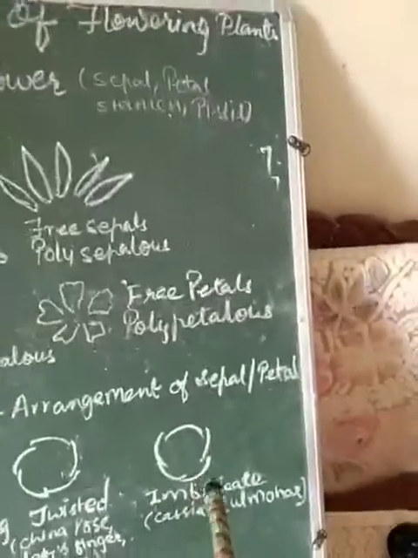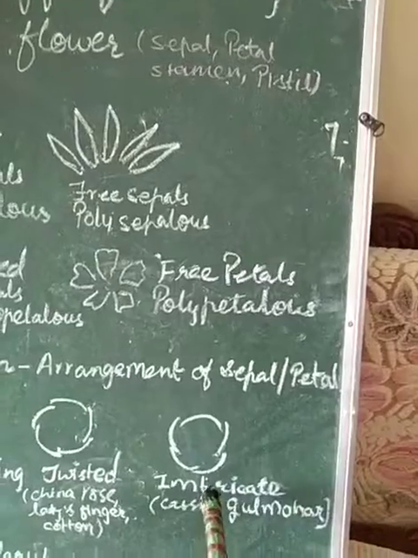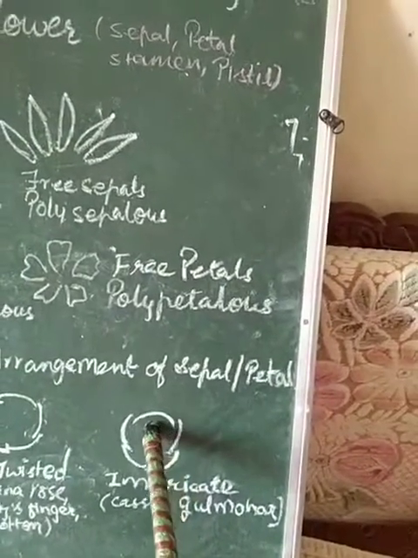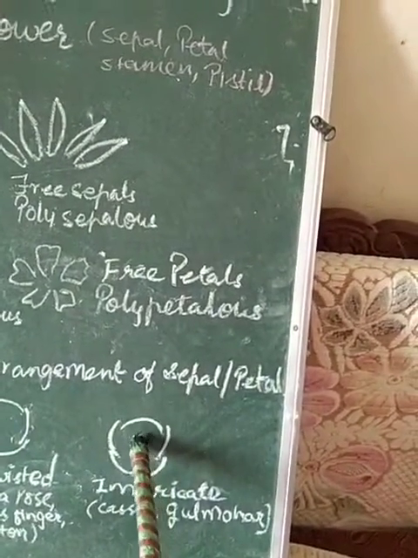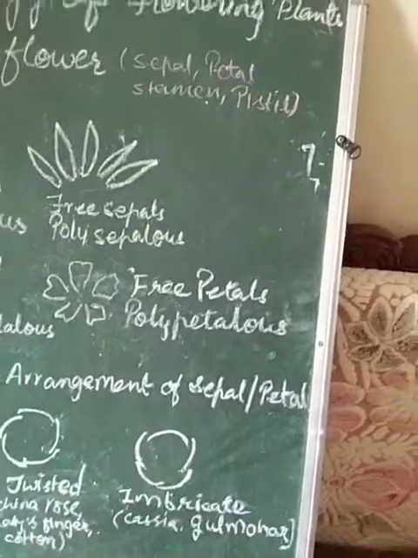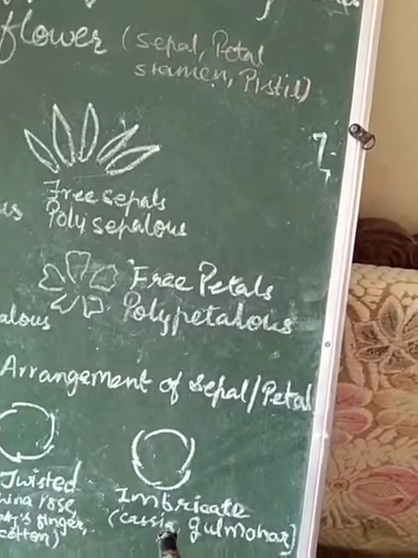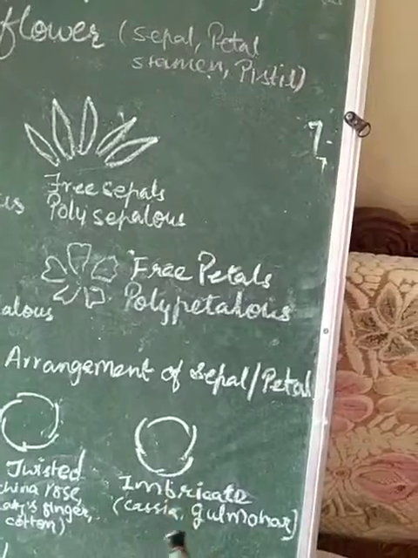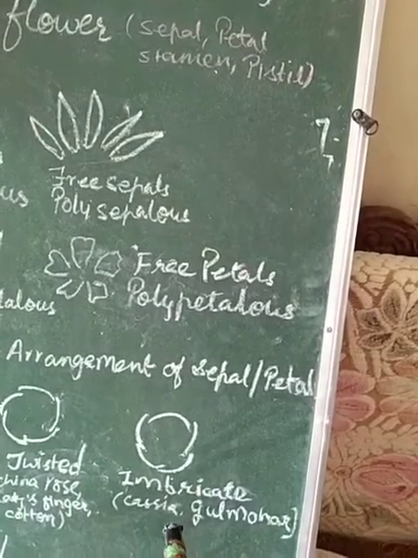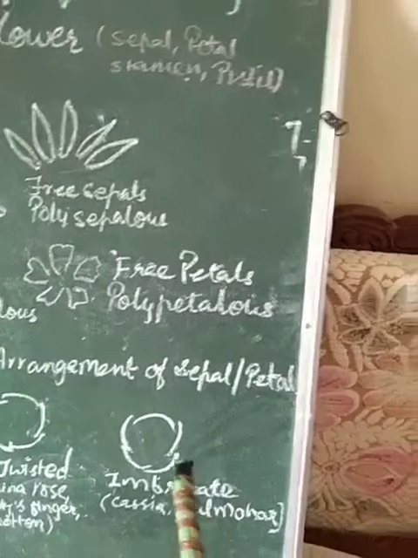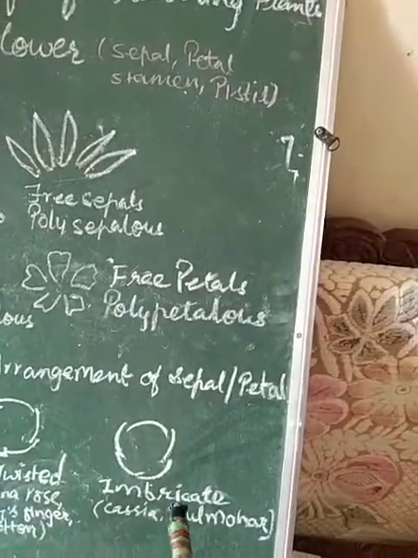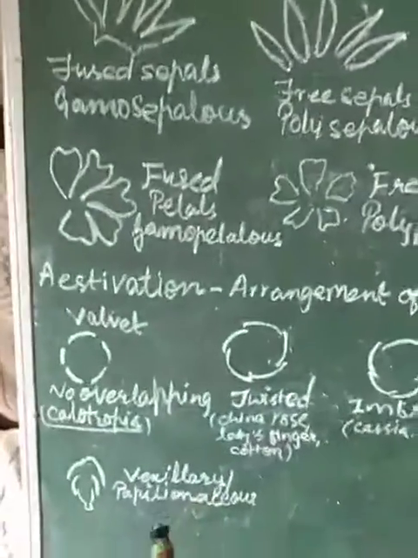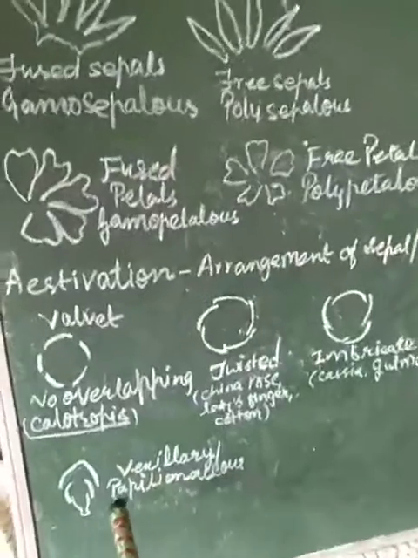Now next we have the imbricate. Here the overlapping of the margin is there, but no particular pattern is adopted. So such an estivation, which is found in cassia and gulmohar, is called the imbricate estivation. Now next we have the vexillary.